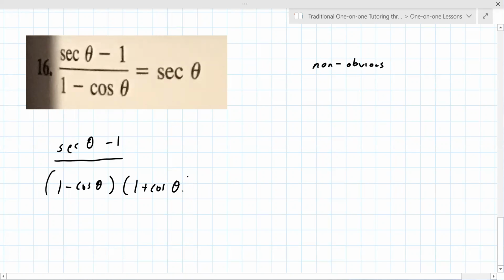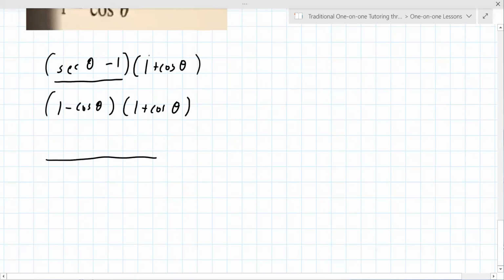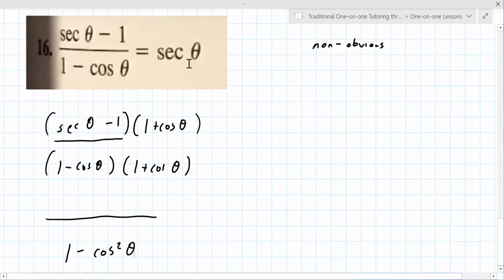The reason is because you want it to turn into an identity. Exactly. So on the bottom here, and this is another thing, you're used to foiling, but you don't always want to foil. Maybe you will in this problem, but it's not always for sure. Because the bottom goes to sine squared. And we're trying to get to secant theta. So there's more to do on the top here.